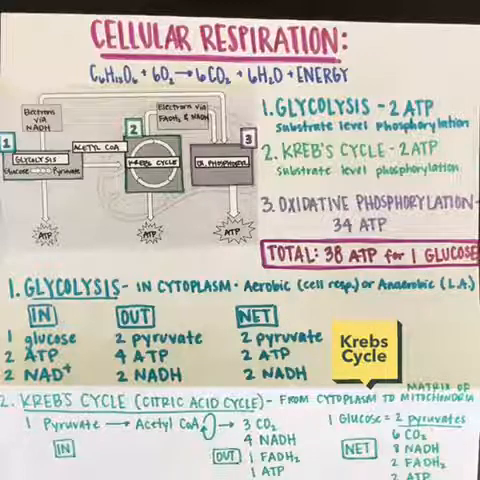Since 1 glucose molecule produces 2 pyruvates, this cycle is going to happen twice. So what you're actually going to net is 6 carbon dioxides, 8 NADH, 2 FADH2, and 2 ATP.